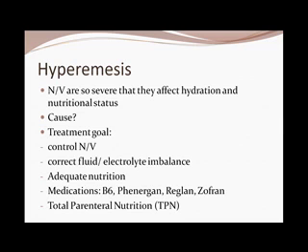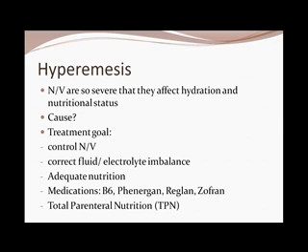What is the goal as we're helping patients who have hyperemesis? The goal is to control nausea and vomiting, to correct fluid and electrolyte imbalance, and promote adequate nutrition. So to do this, typically we'll see some medications used to help control nausea and vomiting. These can include B6, the vitamin B6, Phenergan, Reglan, or Zofran.